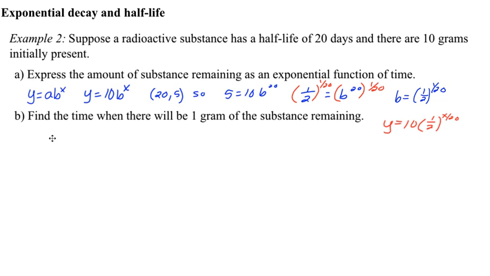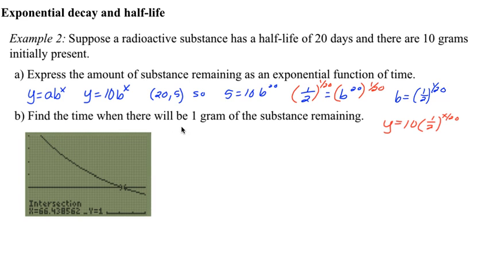Well, what we want to do there is find when y is equal to 1, when is this output 1? So you could put the right-hand side into your calculator for y1. For y2, just plug in y equals 1. And that's what I've done down here and found the intersection point. And it looks like that happens at about 66.4 days. So roughly 66 days we have 1 gram of that material remaining.